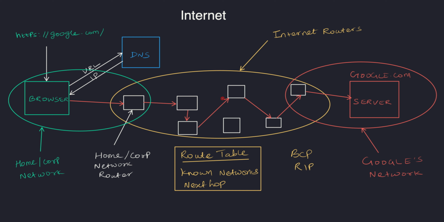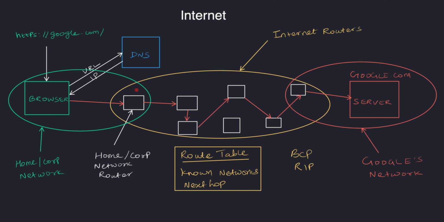So the internet is made up of several routers like these, and these routers are somehow interconnected. So there will be many such routers between your home network and the network used by Google to host their servers. These routers will have something called a routing table, and these routing tables will contain known networks, the networks that can be reached from these routers, and also the next hop. Next hop indicates where we should send this message next in order to send it to its destination.